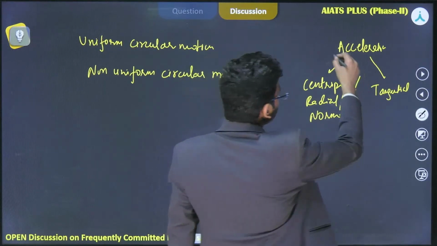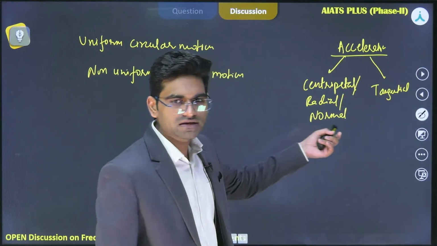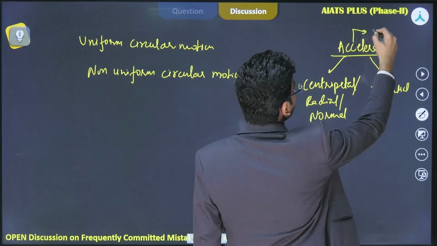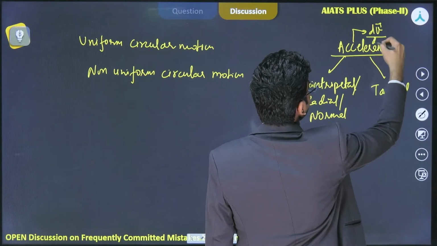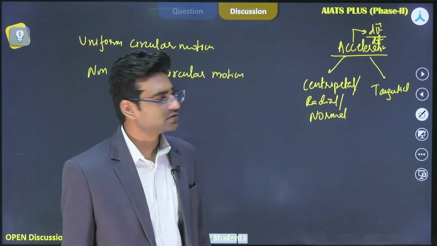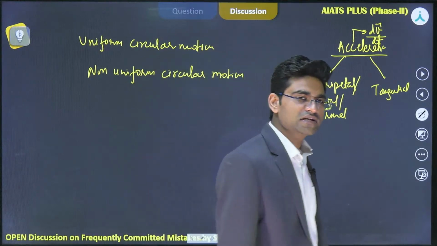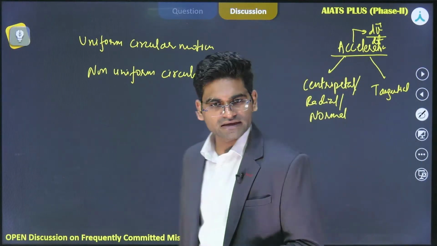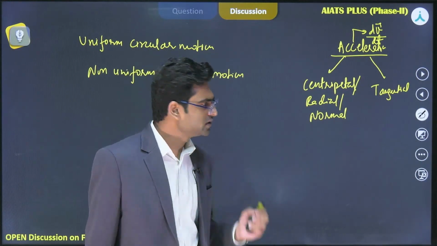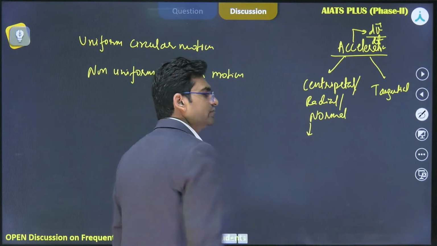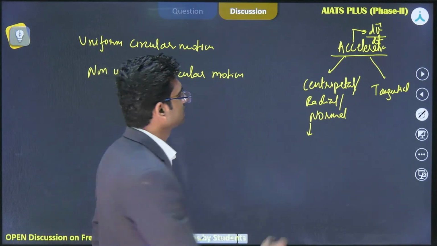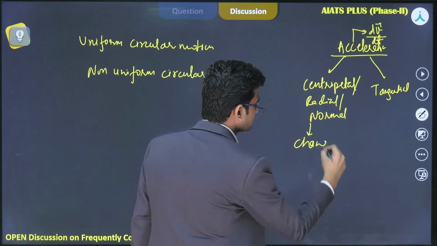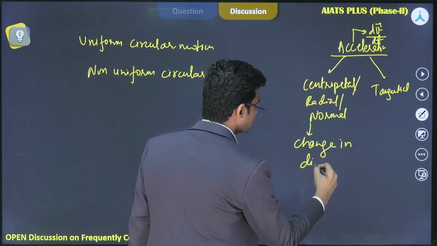Now, why are there two types of accelerations, centripetal and tangential? Because acceleration is rate of change of velocity, and velocity is a vector, therefore it has two things. One is its magnitude, which is also known as speed, and the other one is its direction. So any acceleration which is changing the direction of the velocity would be centripetal acceleration. This causes change in direction.